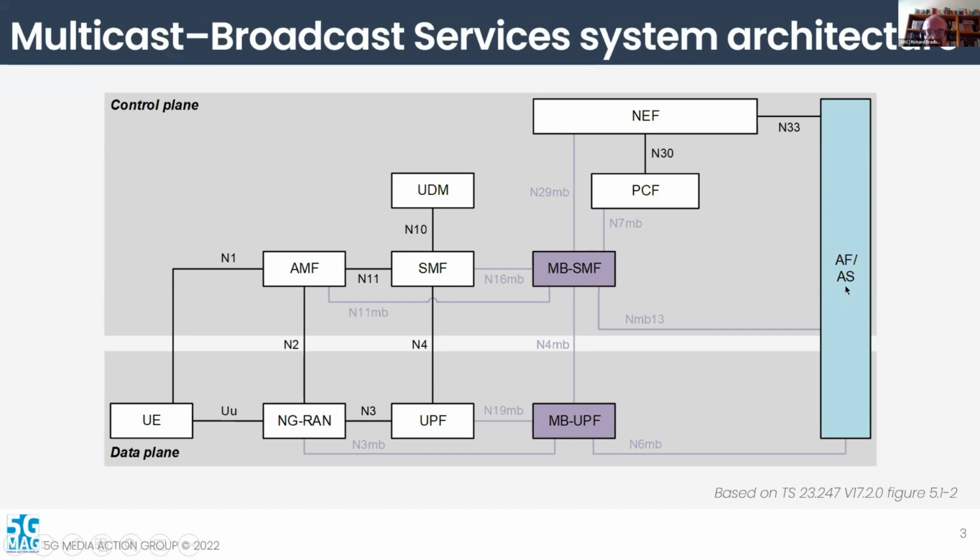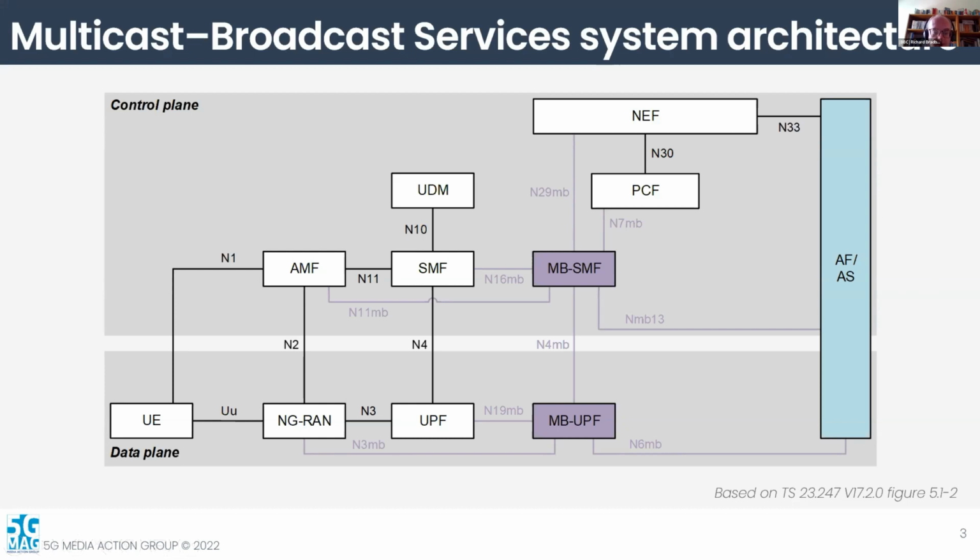And an application function or application service can make use of those directly. And so SA2 has defined these two interfaces, the Nmb13 interface, this reference point here, for controlling things, and the N6mb reference point for injecting packets. And if you've got a very simple use case, you can just use those reference points directly, or if you're outside the trusted domain, you can go via the network exposure function and control it via this kind of proxy. And then importantly, the service management function can also control the policy and charging for multicast broadcast services through this new N7mb reference point. And as I say, if you've got a simple use case, you can just do that.